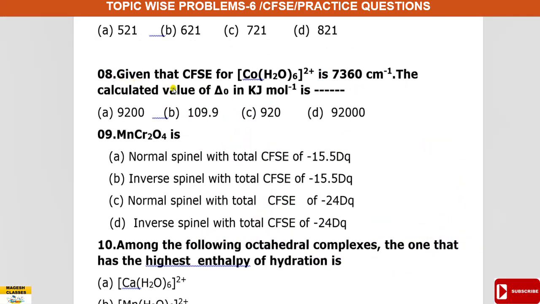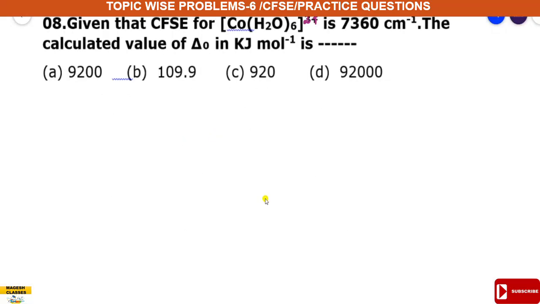Question number 8. Given that CFSE for a cobalt complex is 7360 centimeter inverse, calculate the value of delta O in kilojoule per mole. The cobalt complex is in the +2 state, so it is a 3d7 system. In the spherical field, what is the arrangement?